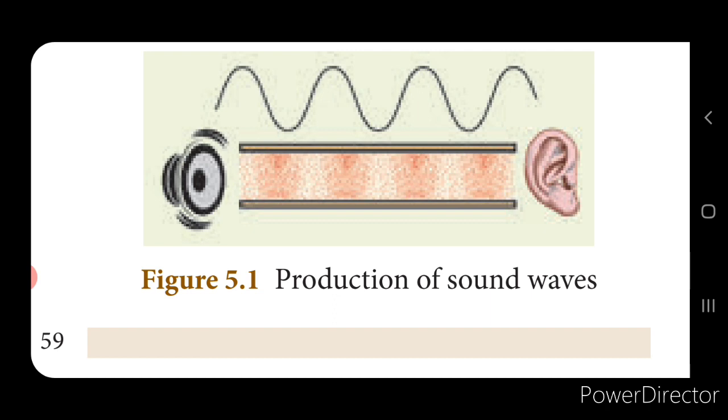Now what does acoustics mean? Acoustics is the branch of physics that deals with the production, transmission, reception, control and effects of sound. So these are the things related to sound. How is sound produced? How is it transmitted, how is it received, and what are the control and the effects of sound? These are nothing but acoustics.